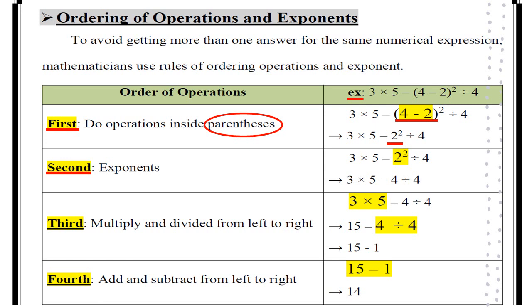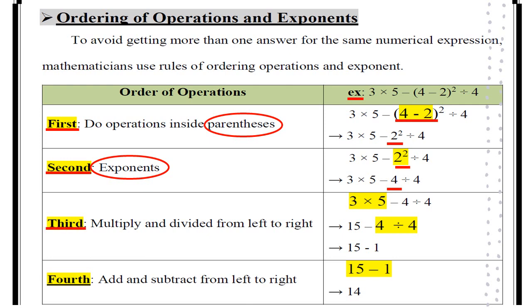Second, I have to solve the exponents. So here I have 2 to the power 2, this is the exponent. So 2 to the power 2 equals 4. So it will be 3 times 5 minus 4 divided by 4.